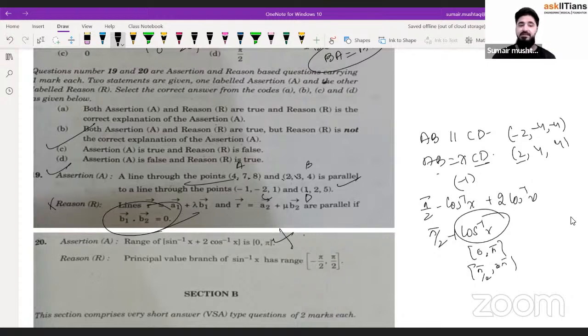So this is wrong. The principal branch value of sine inverse x is minus pi by 2 to pi by 2. This one is correct. So assertion is wrong, reason is true. Which one is correct? Assertion is false, reason is true. So for this thing, option D is correct. Right, guys? Is that clear? Is this thing clear?